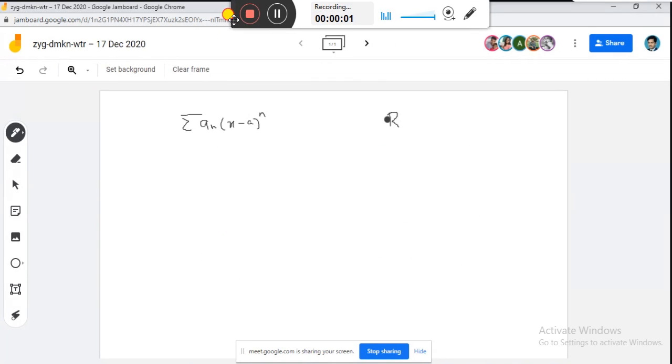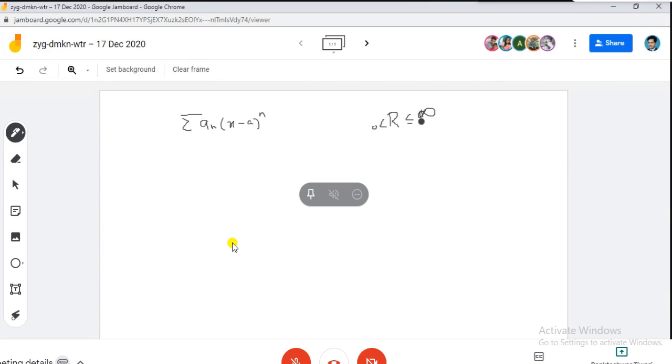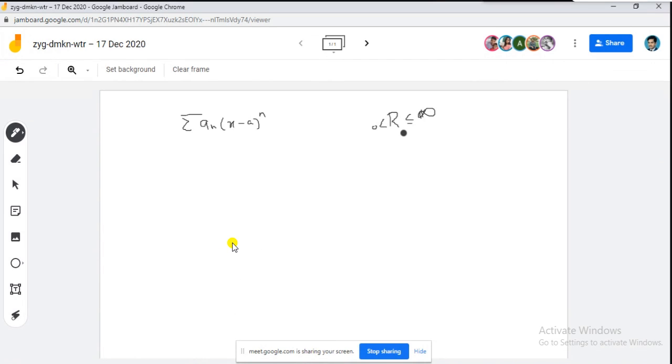And suppose this R is strictly positive, and maybe an extended real number. So maybe an extended real number, yeah. So less than or equal to infinity. So that this is your number A.